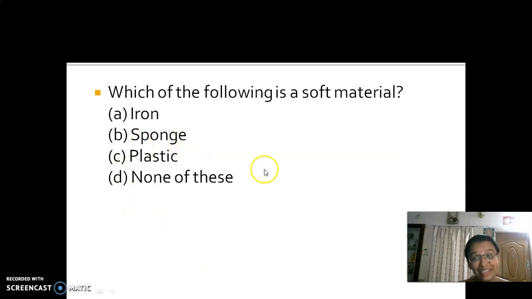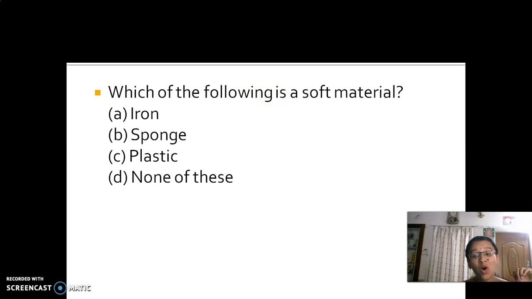Now, try to answer these questions, children. Look at this. What is the first question? Which of the following is a soft material? Your options are iron, sponge, plastic and none of these. Try to remember where you studied about soft materials.